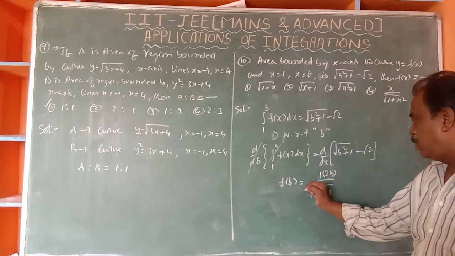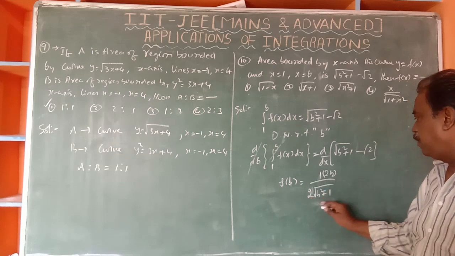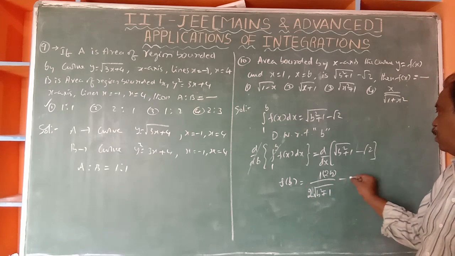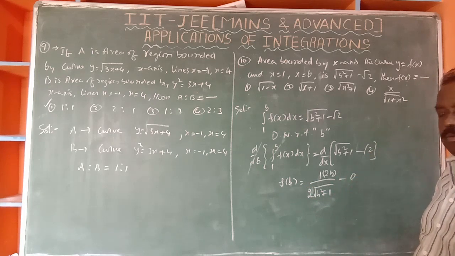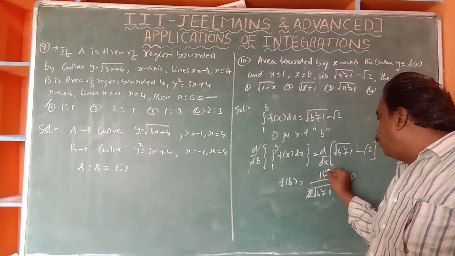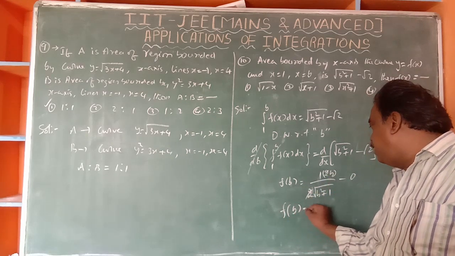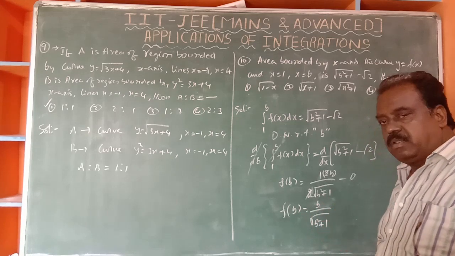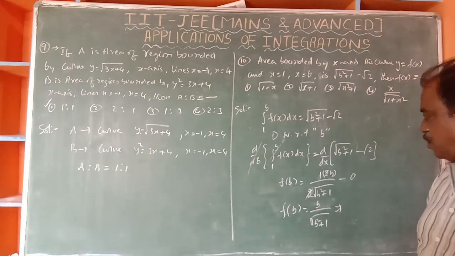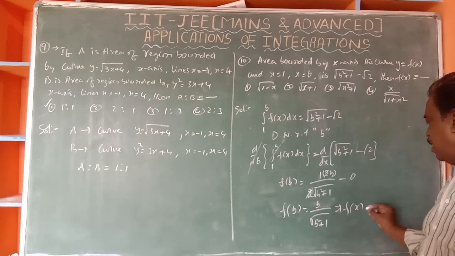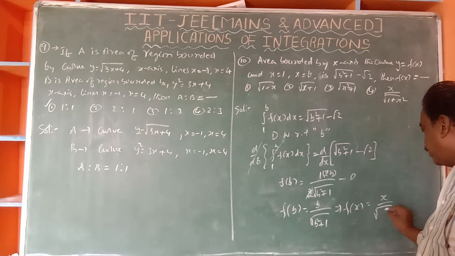Okay, now root something is 1 by 2 root something. This is 2 root something into the derivative of something. B square plus 1 derivative is 2b plus 0. Minus root 2, this is a constant. So 2 cancels. We get f of b is equal to b by root of b square plus 1. That implies, substitute x. We need generally x. F of x is equal to x by root of x square plus 1.